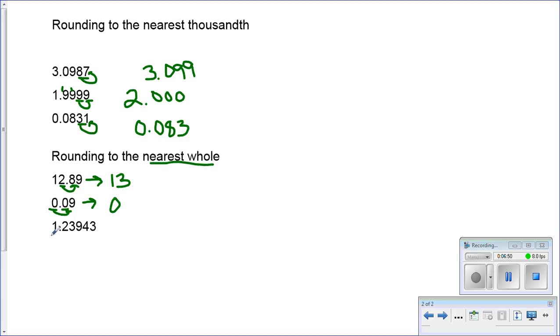And here we have so many digits, but the only ones that we want to focus on are my ones and tenths place. My tenths place is less than 5, so here I round to just 1.